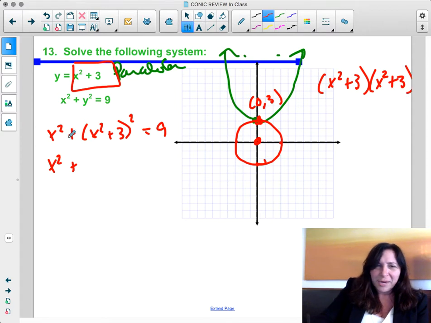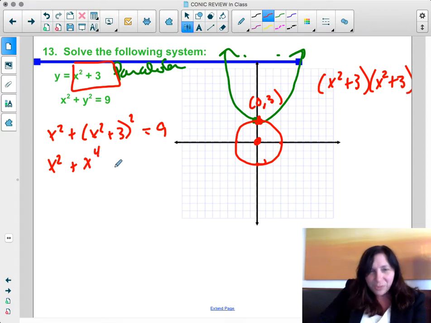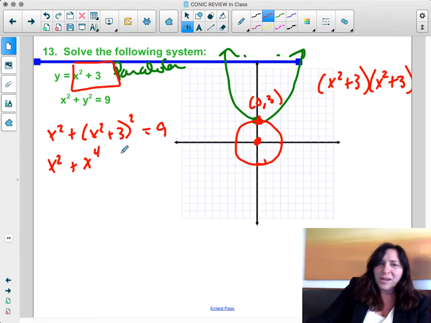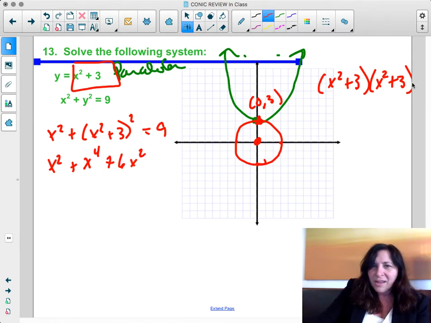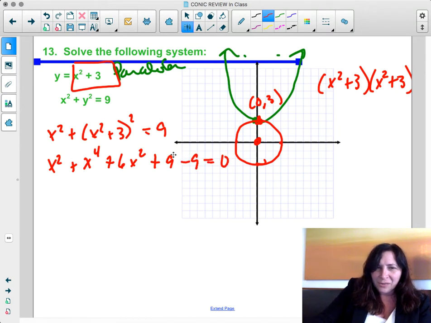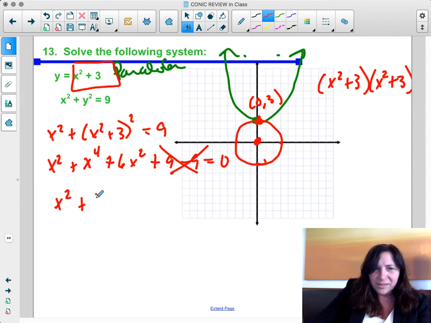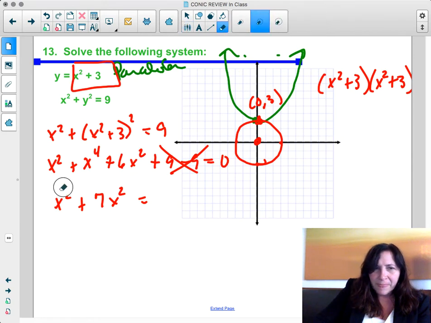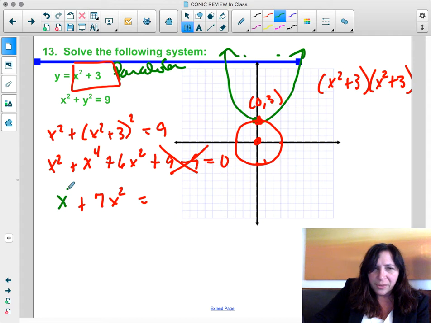Now I have x to the 4th power. 3x squared and 3x squared makes plus 6x squared. And then plus 9 minus 9 is 0, so these are going to cancel out. That's not awful. I get x squared plus 6 plus 1 is what? 7x squared. Excuse me, I'm all off topic here. Where am I at? X to the 4th, let me fix this. X to the 4th, that's this one, plus 6 plus 1 is 7.